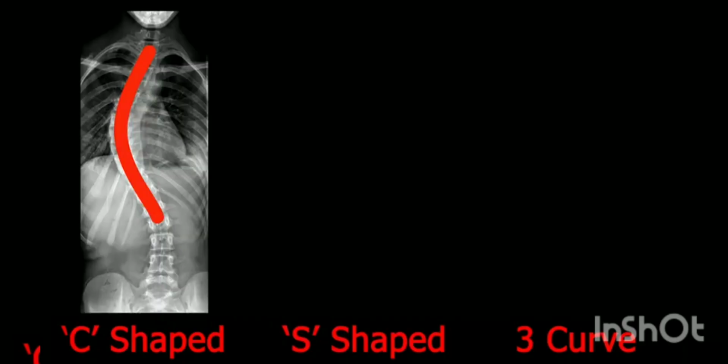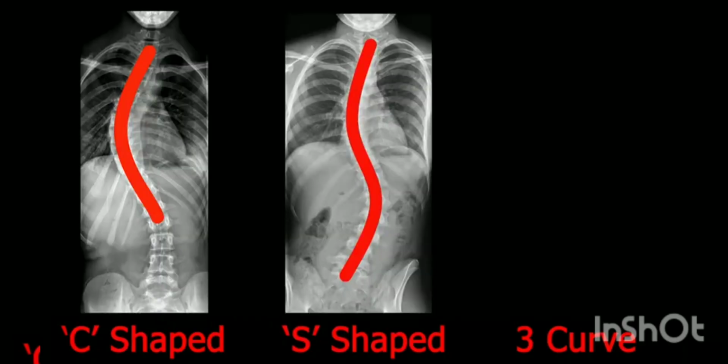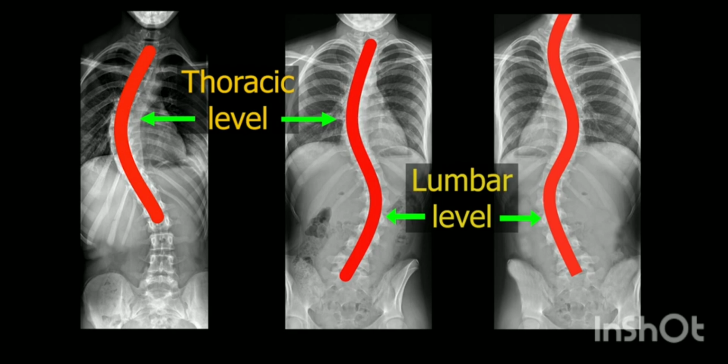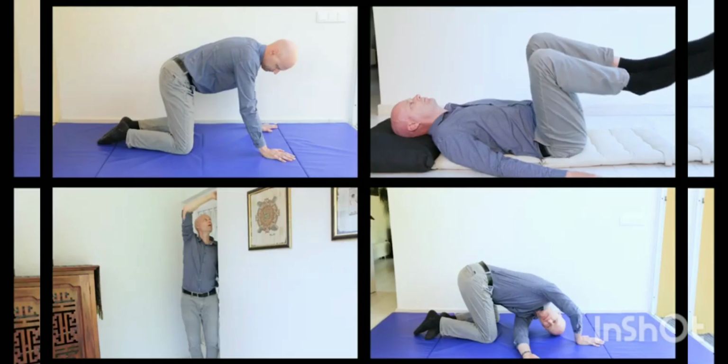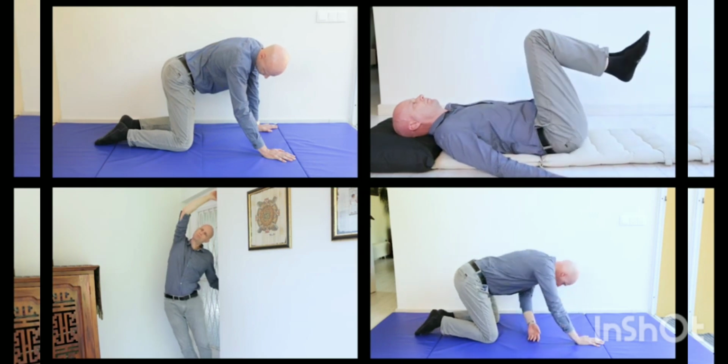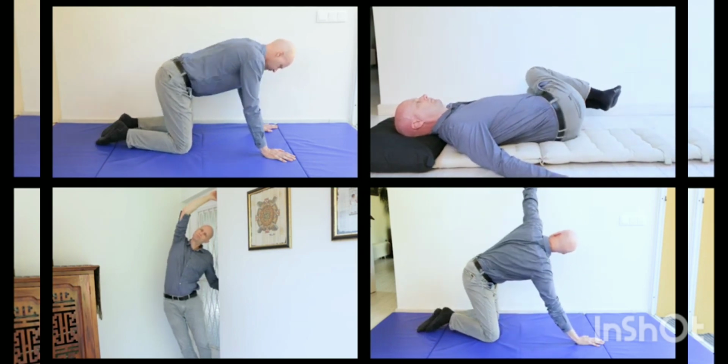A scoliosis can be C-shaped, S-shaped, or even have three curves. If you know where the curves of your scoliosis are located, you can target that level with these exercises. But if you're not sure, or the curves continue all the way up your spine, just do all four exercises.